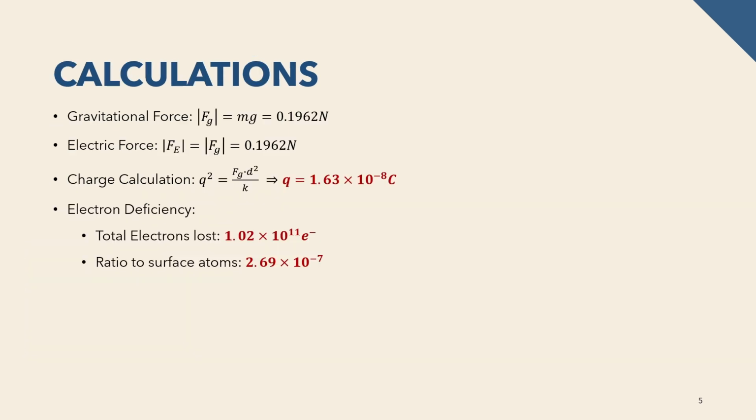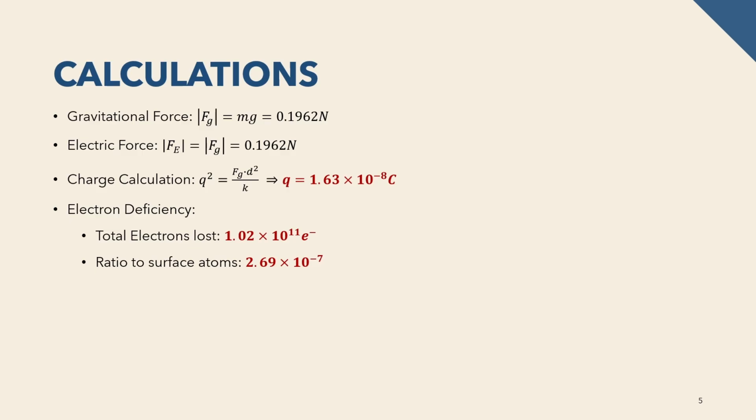Using this data, I performed the calculations. First, I found the magnitude of the gravitational force using F equals m times g. This came out to 1.96 times 10 to the negative 3 newtons. Because the tape is in equilibrium, electric force must be equal in magnitude. So, the electric force is also 1.96 times 10 to the negative 3 newtons. Using the equation derived from Coulomb's law, I solved for Q. The magnitude of the charge on the tape was calculated to be 1.63 times 10 to the negative 8 coulombs.